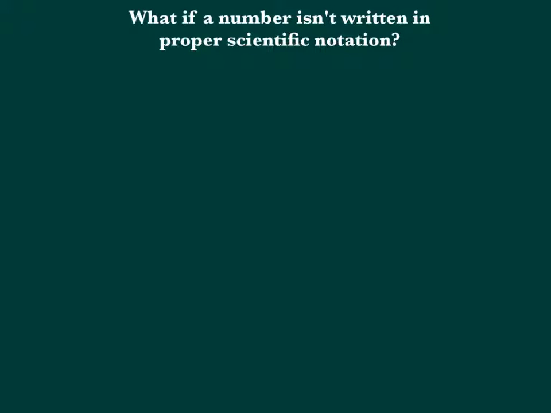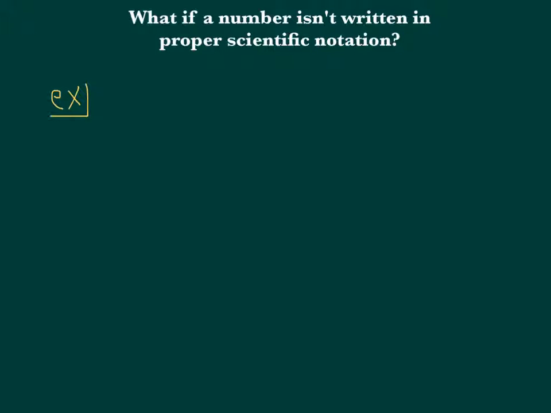So what do we do if a number isn't written in proper scientific notation? That is, where the first factor isn't between 1 and 10, or the second factor isn't written as a power of 10. Well, the first thing we need to do is to write out the number in standard form. Now, if there are too many zeros, feel free to label how many zeros there would be. Then, we need to convert this number to proper scientific notation. So, let's go ahead and look at an example.